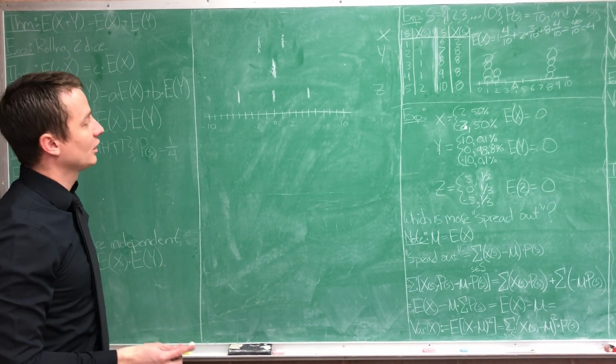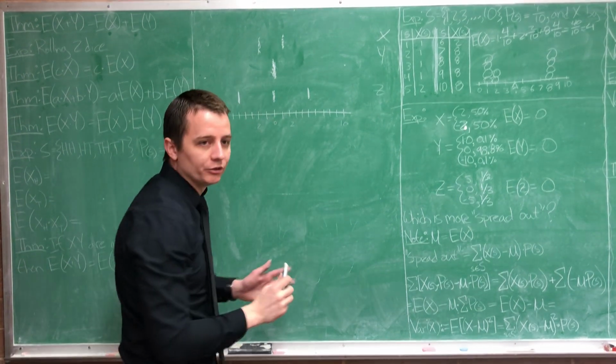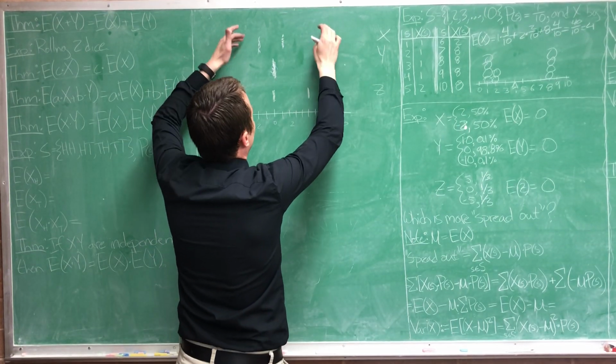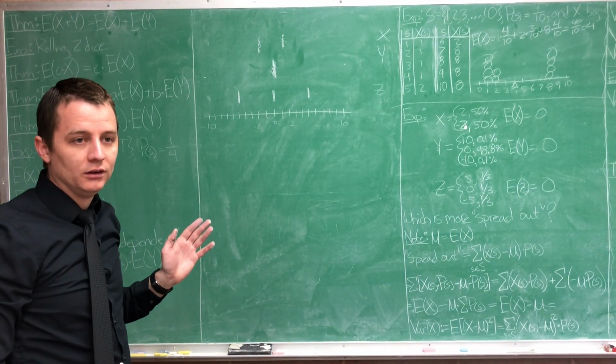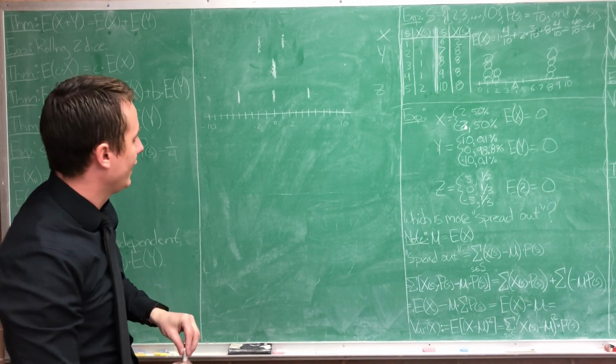So notice that the expected value of all these is 0. Or in other words, all these center around 0. 0 is somehow the middle of this data. 0 is the middle of this data. And 0 is the middle of this data. You with me? Now, which data is the most spread out?